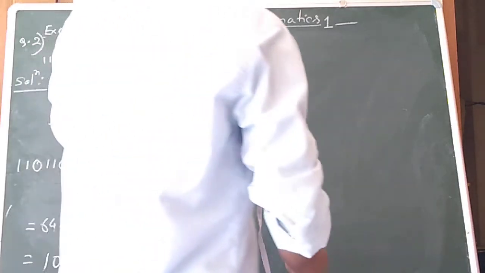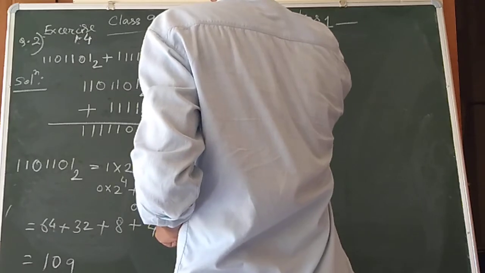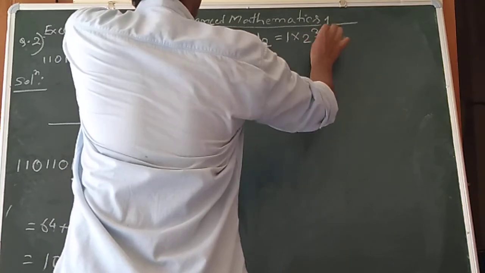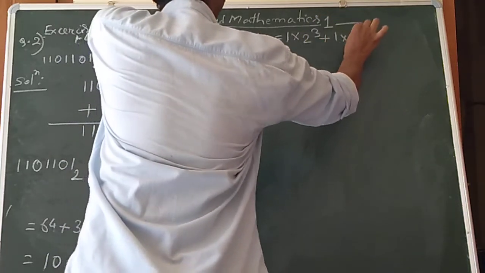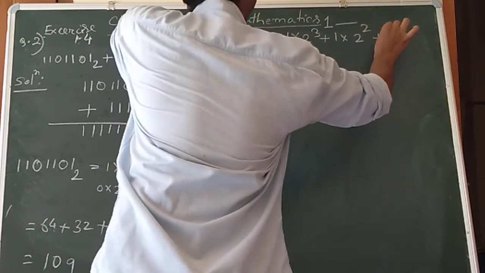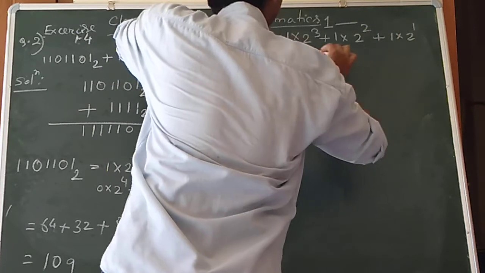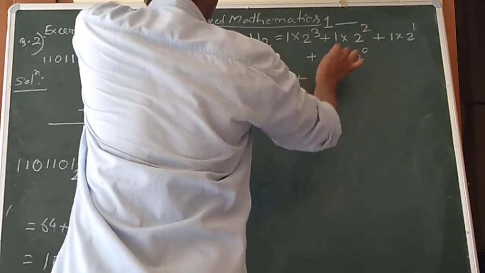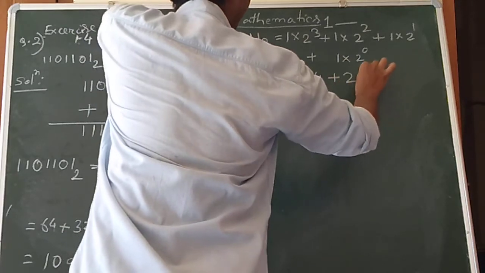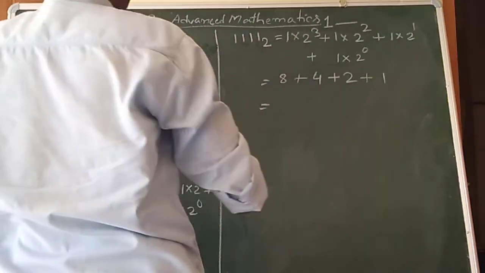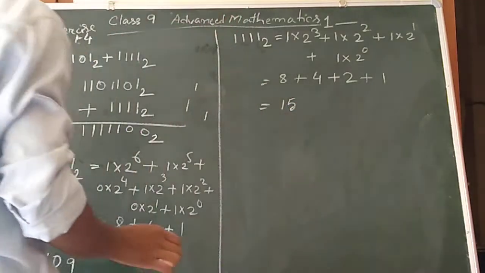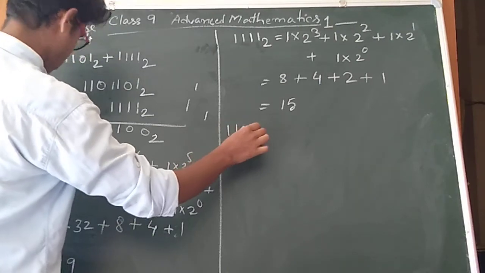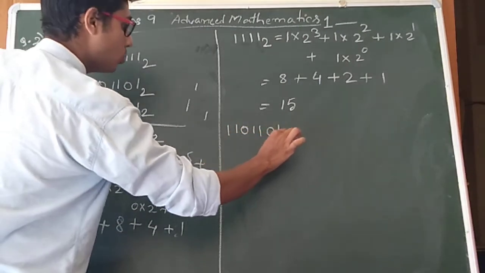Again we have to convert this one: 1111 base 2. How to convert? 1 into 2 to the power 3, 1 into 2 to the power 2, again 1 into 2 to the power 1, 1 into 2 to the power 0. So 2 cubed means 8, 2 squared means 4, here 2 and here 1. The result is 15.